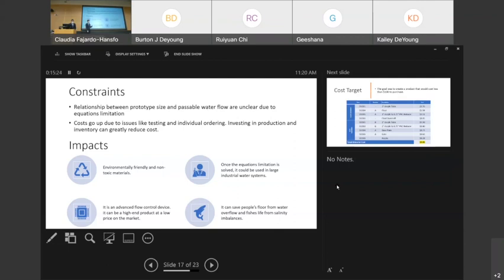And for the impacts, as Burton mentioned, all materials are environmentally friendly and non-toxic. Also, if we could solve the emission limitation in the future, then it could be used for similar industrial water systems. And once we have a chance to put it on the market, we believe it has potential to be a high-end product but at a low price.